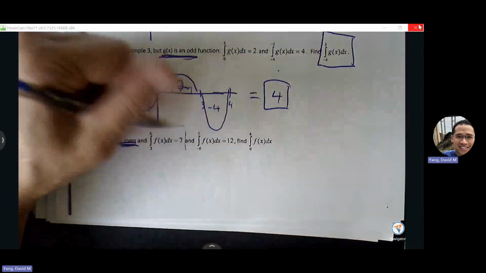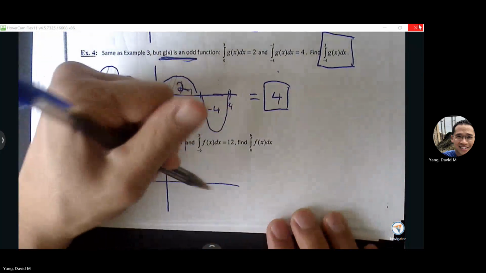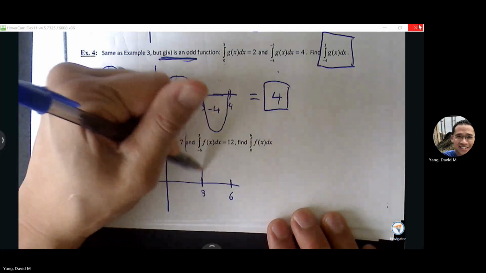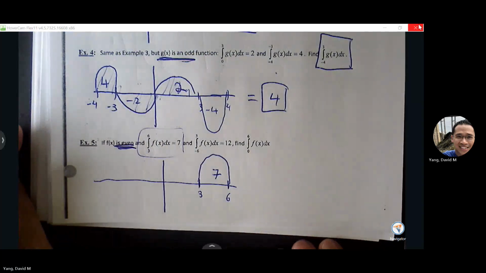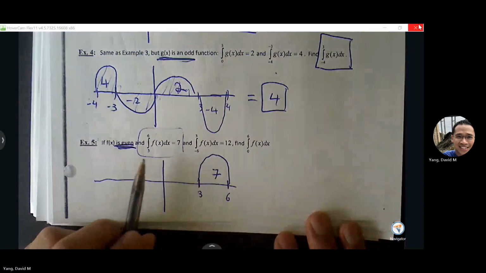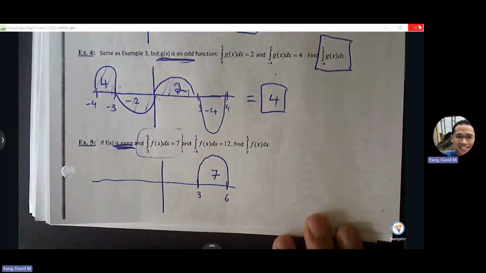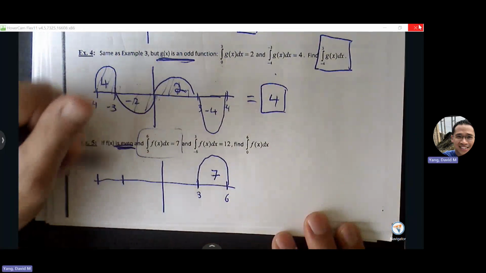Okay, so we'll start here. Okay, before we do the larger interval, what can we do? Let's create a mirror image on the other side because it's an even function.